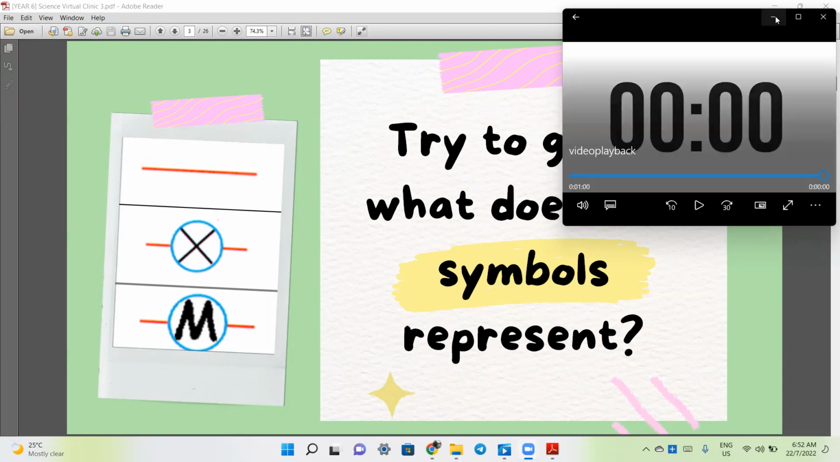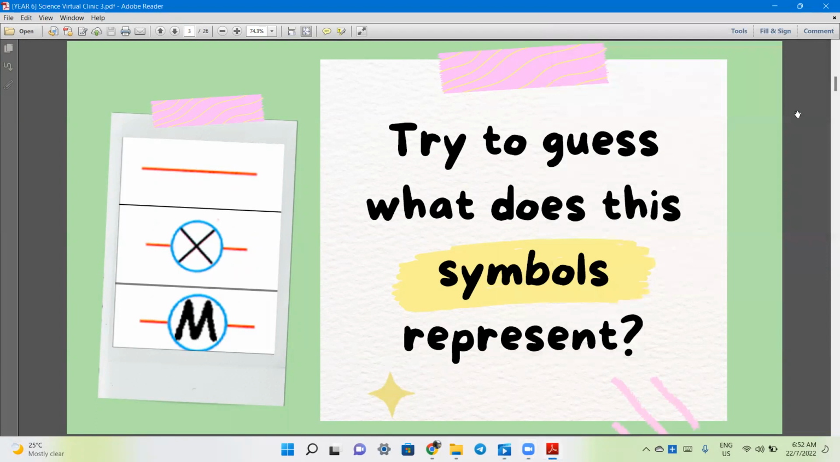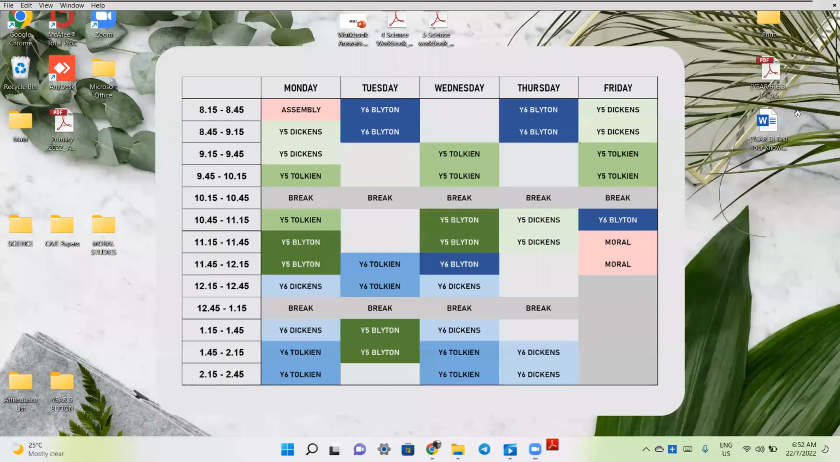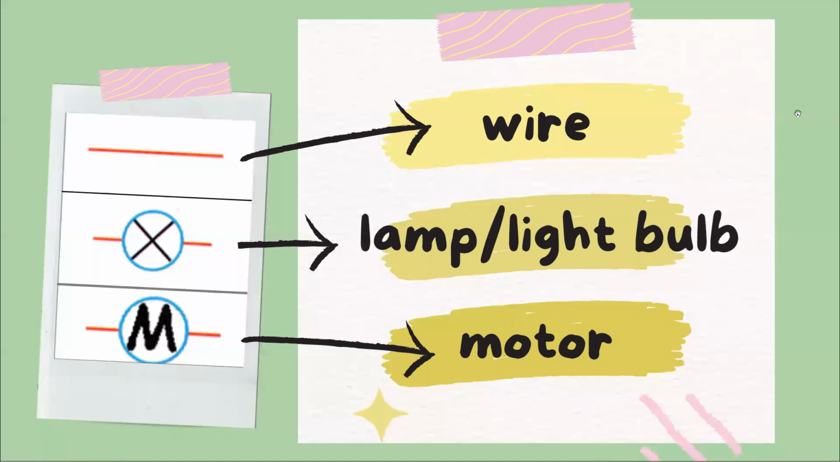Okay, time is up. So what do these symbols represent? The first one, the straight line. As I mentioned before, it represents a wire. Very good for those who got it correct. What about this one?